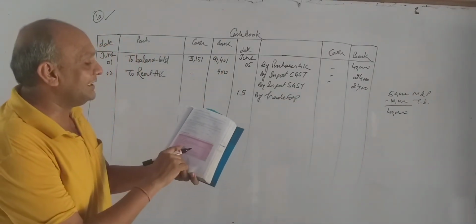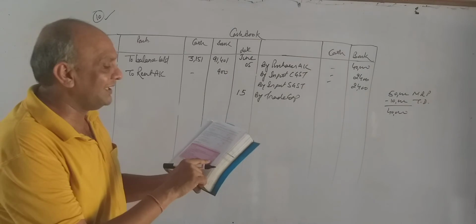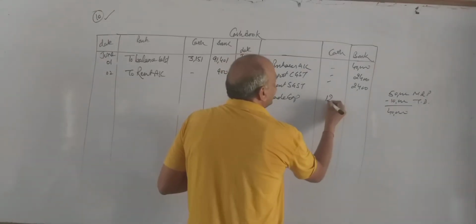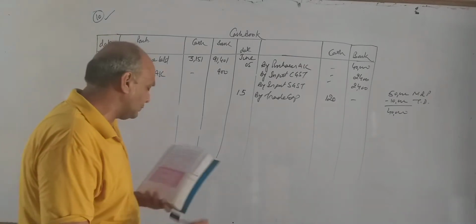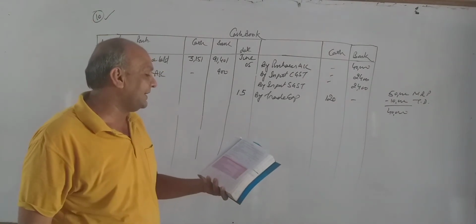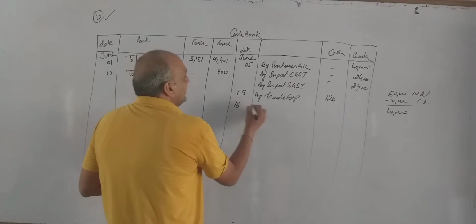Now it is not written whether they are paid in cash or by check. So we will assume it is paid in cash. So we will write here 120. Trade expenses account debited, cash account credited.